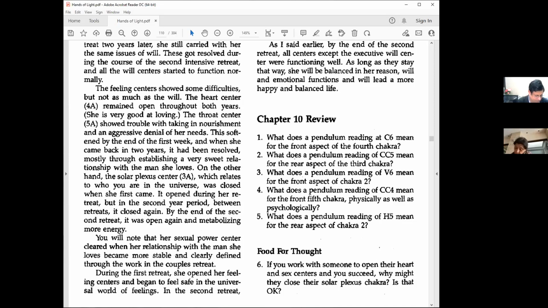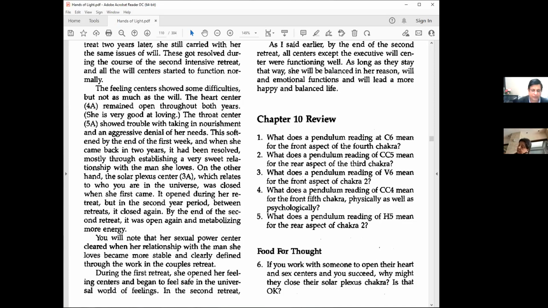On the other hand, the solar plexus center 3A, which relates to who you are in the universe, was closed when she first came. It opened during her retreat, but in the second period between retreats, it closed again. By the end of the second retreat, it was open again and metabolizing more energy.